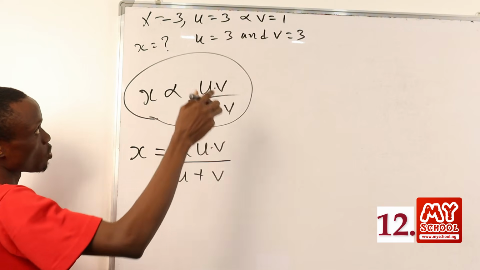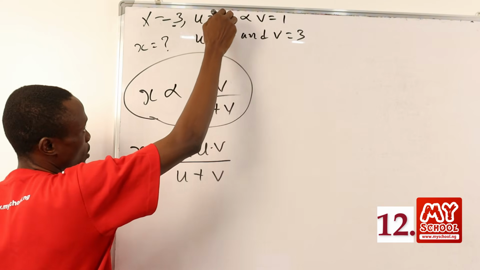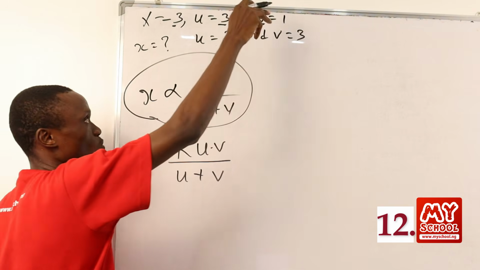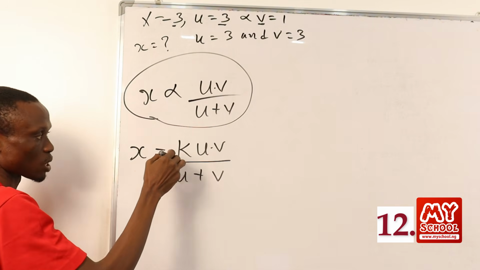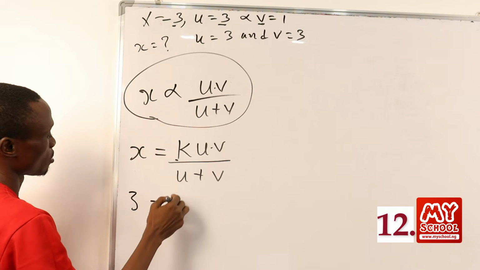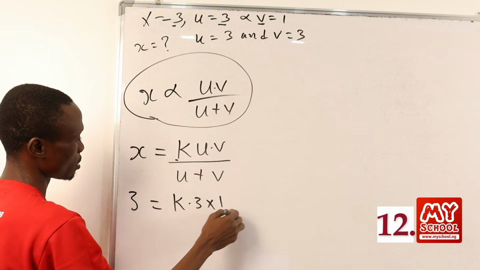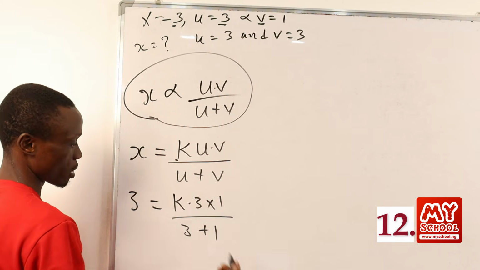So if you check very well, we are given the value of s, we are given the value of u, and we are given the value of v. Now the essence of those three values is so that we can get the constant. So let's fix it here. So here we have 3, here we have k, then we have 3 times v is 1, then here we have 3 plus 1, right?